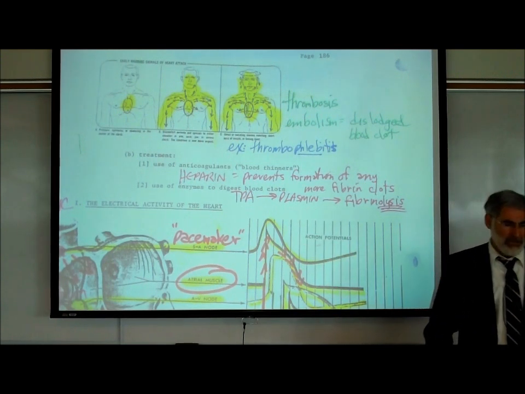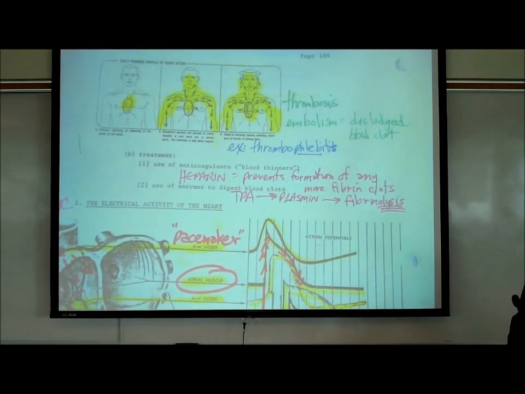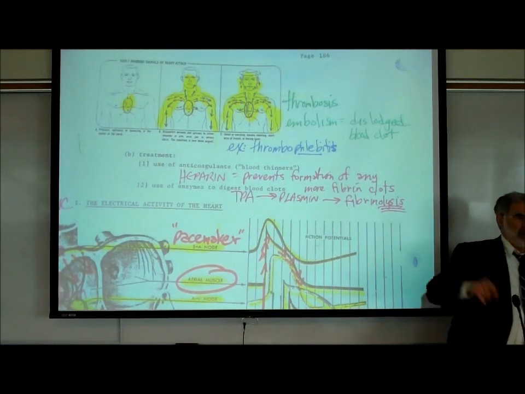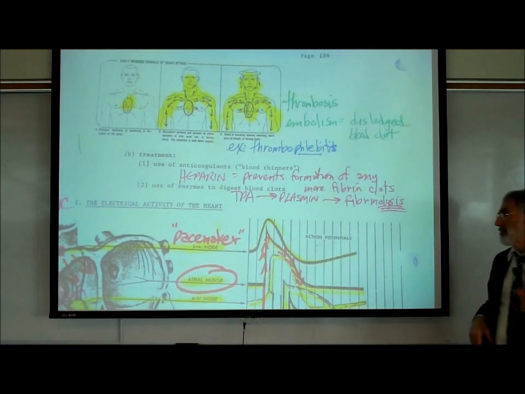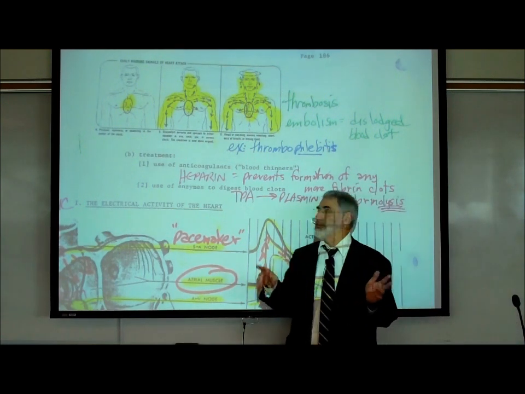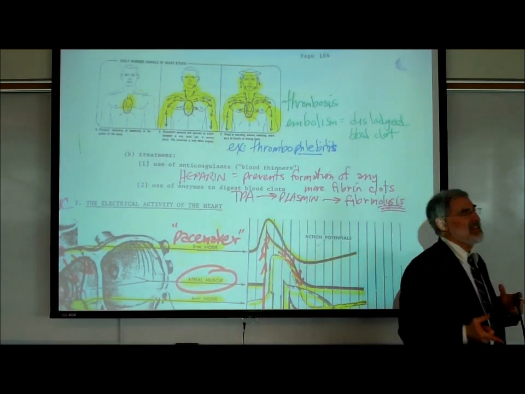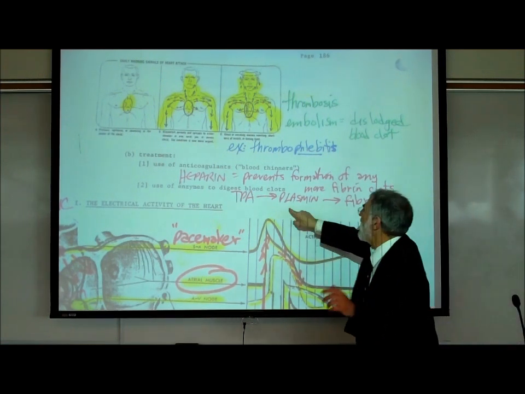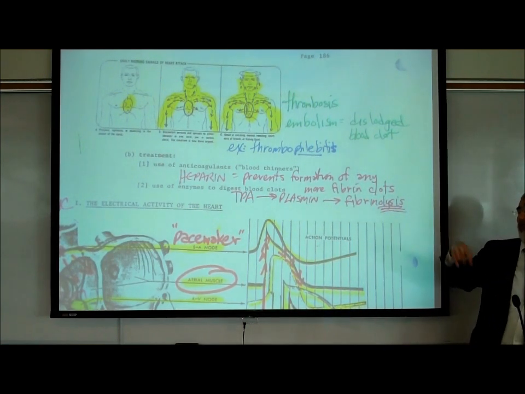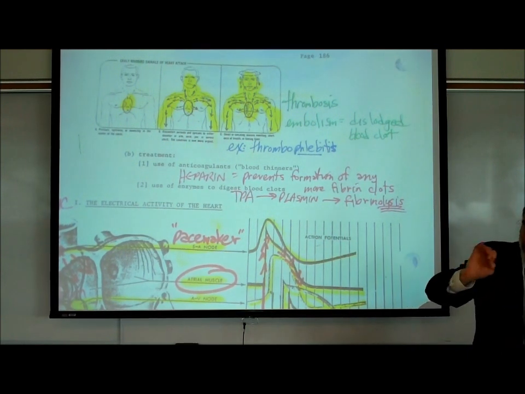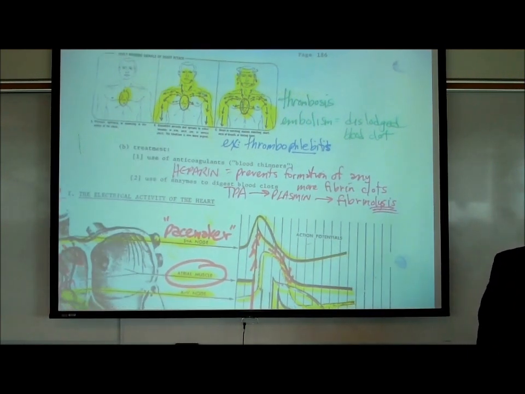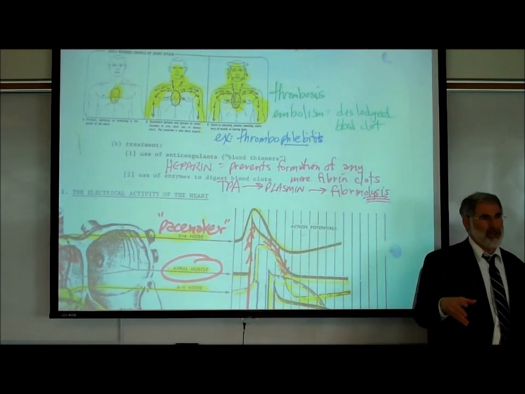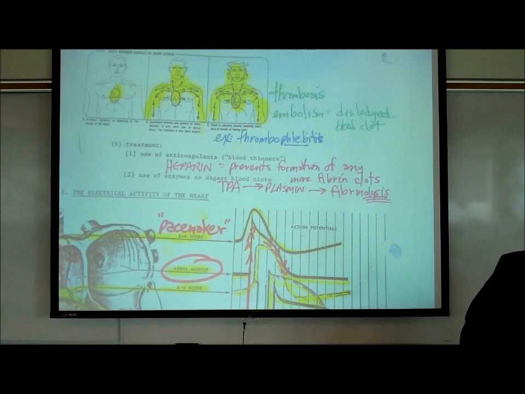The other thing they'll do is give them TPA. TPA, we said, activates plasmin to dissolve that clot that's creating the problem. So again, does everybody understand the difference between what heparin does and what TPA does? Heparin prevents new clots from forming. TPA activates plasmin, causing fibrinolysis, which is the breaking apart of the fibrin clot that's creating the problems. That gets rid of the clot. Heparin doesn't get rid of a clot, it just prevents any more clots from forming.